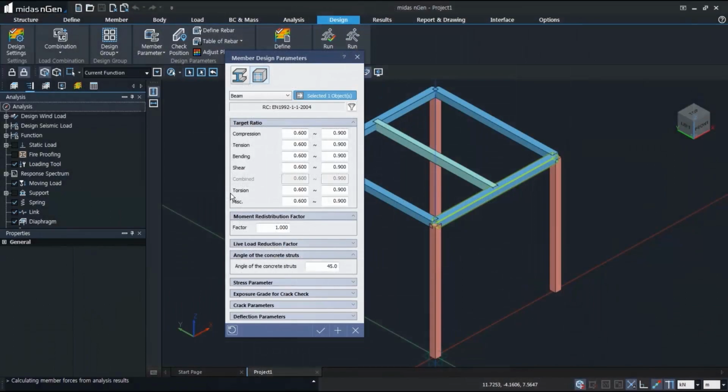Once you finish calculating these delta values, input these values into Midas nGen to consider the moment redistribution effect.